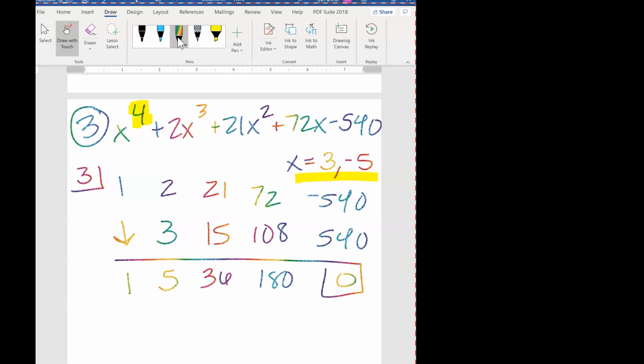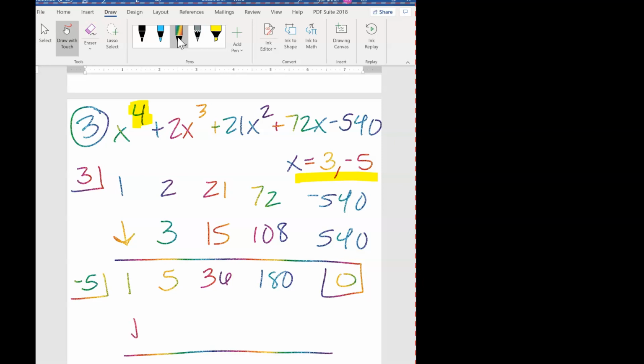Now, since I'm doing synthetic division again, you don't have to form your equation yet, because that's still a cubic. So we went from a quartic to a cubic. I have to get to a quadratic, so I can do the quadratic formula or factor. So we're going to do synthetic again, and I'm going to do it with -5, and you can just leave it just like this.